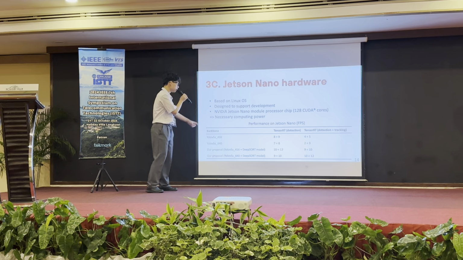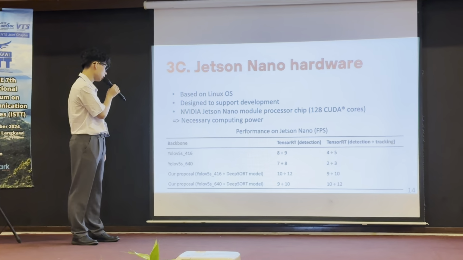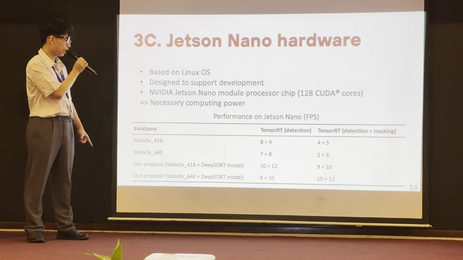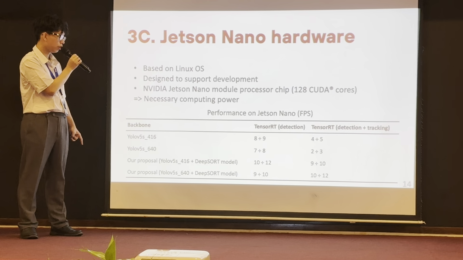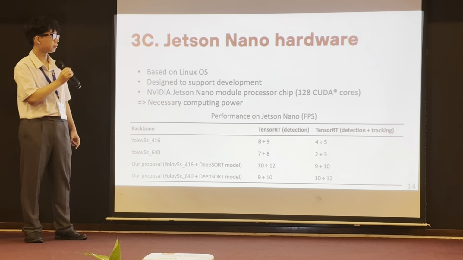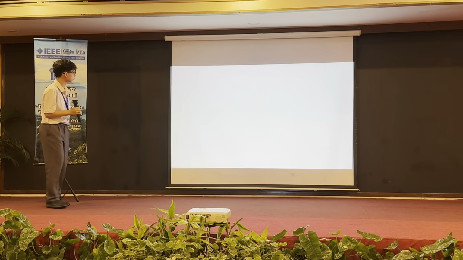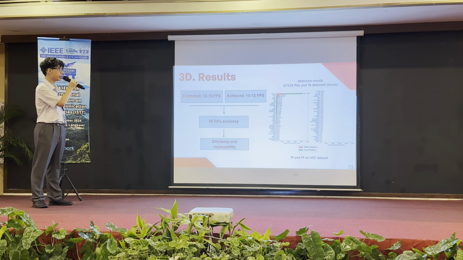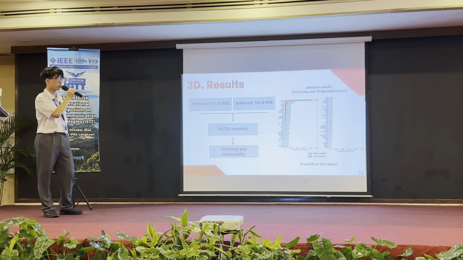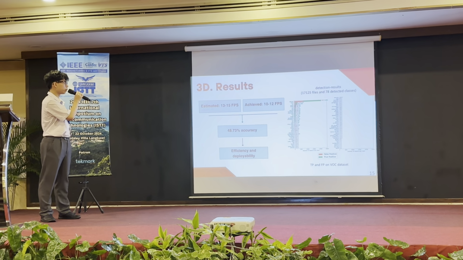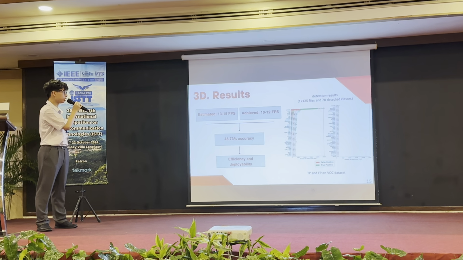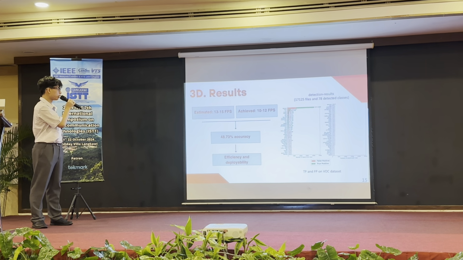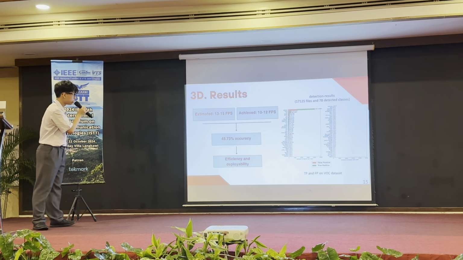And here is the performance on Jetson Nano based on frames per second. As you can see, our TensorRT on both detection and tracking has the highest frames per second rate, ranging from 9 to 12. All in all, although we estimated 13 to 15 frames per second, we indeed fell a bit short and only got 10 to 12. Still, we got a fairly good 48.73% accuracy, which, although not yet good enough for application, shows the efficiency and deployability of the process.